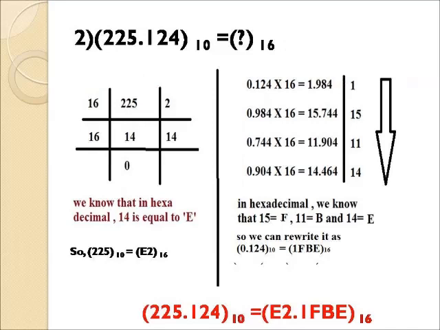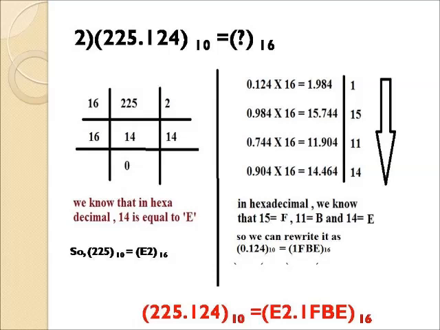Here you can see the next question, 225.124, which is the given decimal number. We want to convert that into the equivalent hexadecimal, right? 225 is the integral part, and 0.124 is the fractional part.